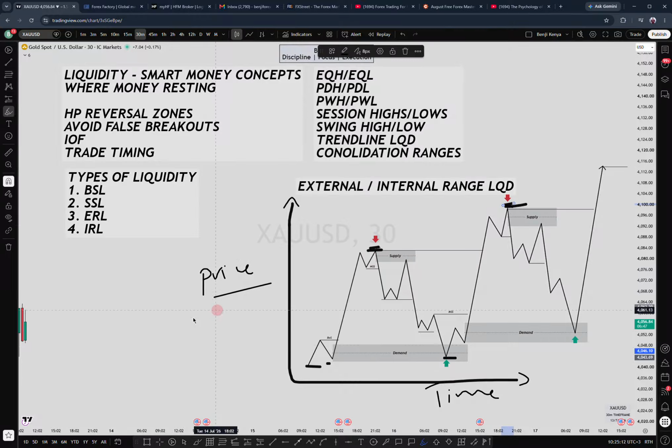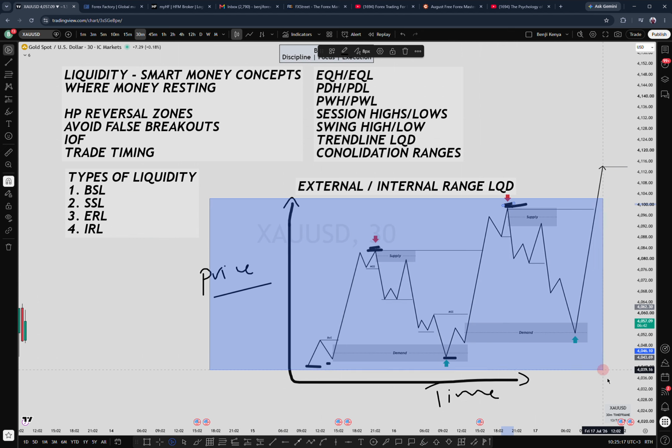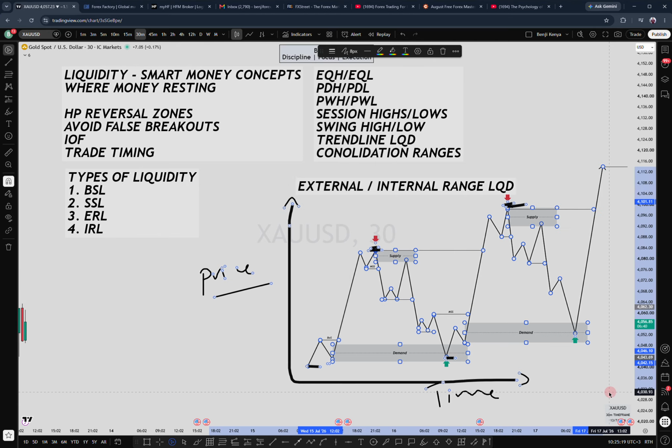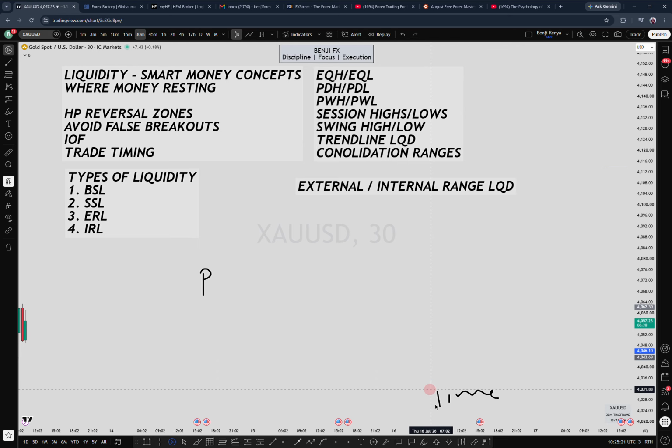Let me just delete this for now. Okay, but I hope you guys are following through quite well, quite good. Yeah, so let's remove this and also this. All right, so that's internal and external structure.